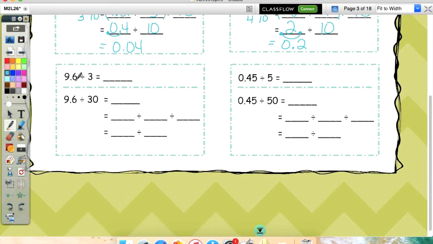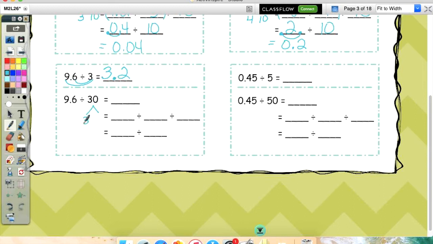So if I do 6 divided by 3, what's that? 2. And if I do 9 divided by 3, there's 3. So put your decimal in, 3.2. Okay? Mrs. Lowry, am I right? Yes, I believe so.